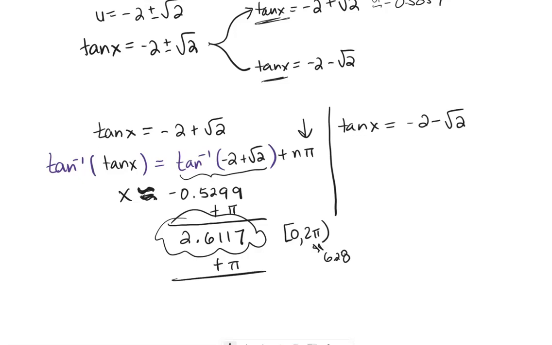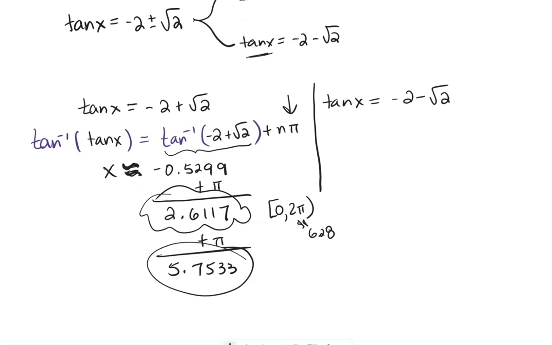Let's add pi again. If we add pi again, it will still fall in there. You can approximate it in your head. It will be 5.7533. So this is another answer. Now, if you add pi again, you'll be outside of 6.28, since pi is approximately 3.14. If you add that, it's going to fall outside of this interval. So we definitely have two answers.